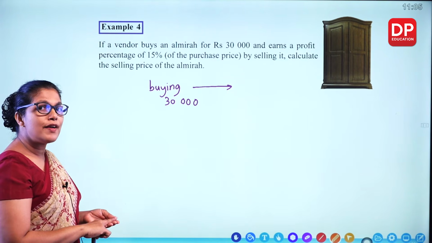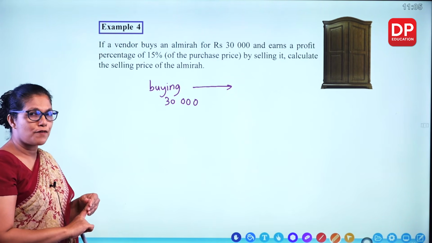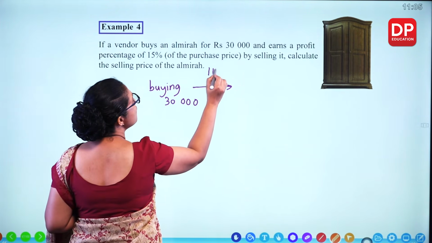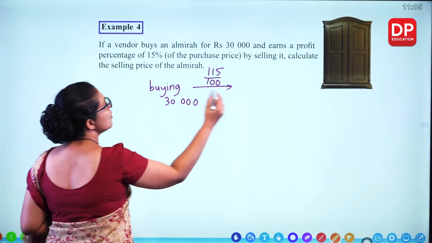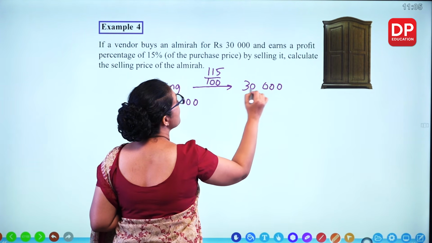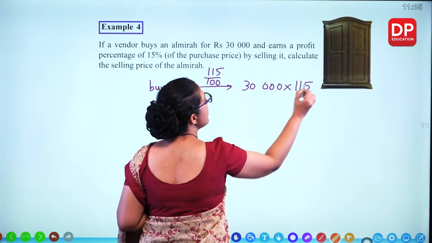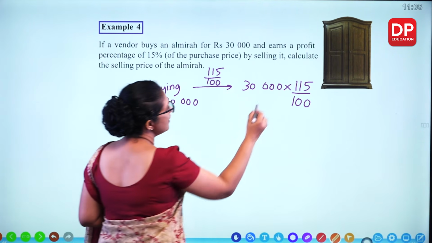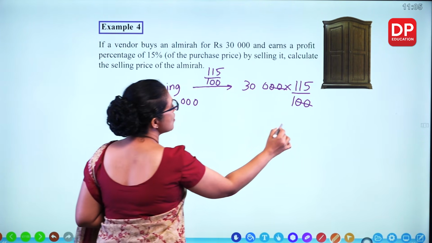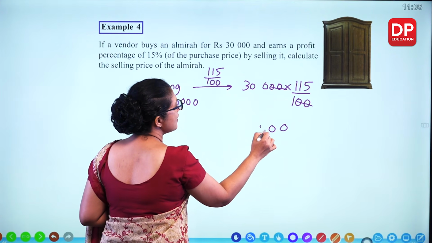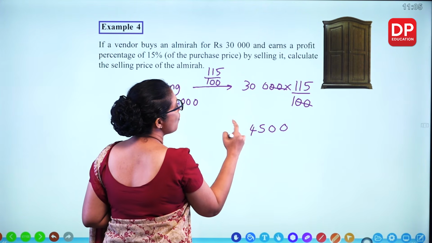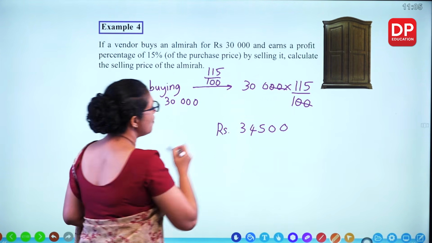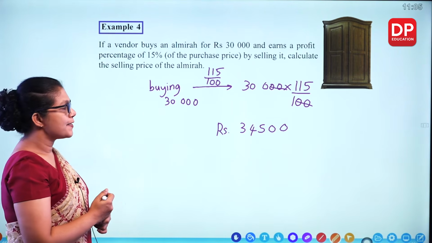So if you buy for 100, how you get 15% profit? You have to add 100 to that. So 15 plus 100, 115. So 115 over 100. So 30,000 multiplied by 115 and divide by 100 to get the selling price. So what's that? 2 zeros get cancelled out. So 2 zeros and multiply by 3. 15, 4 and 3. So 34,500 rupees is the selling price.